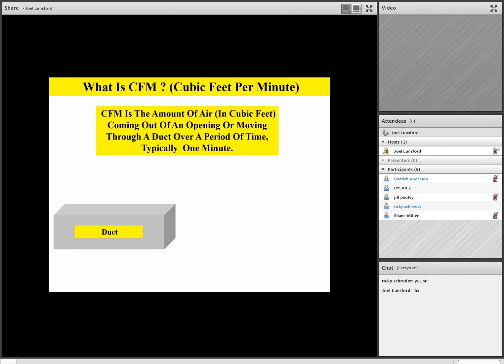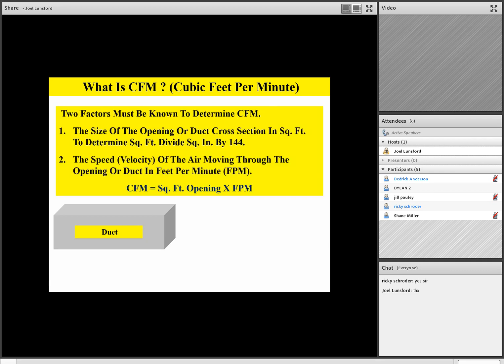So we're going to have to look at some factors to calculate CFM by looking at the amount of air coming through the system over a period of time. Here's what we have to do. Two factors must be known to determine CFM. The first factor that we have to consider is the size of the opening, or the duct cross-section, in square feet. Now remember, team, we always have to get to square feet.